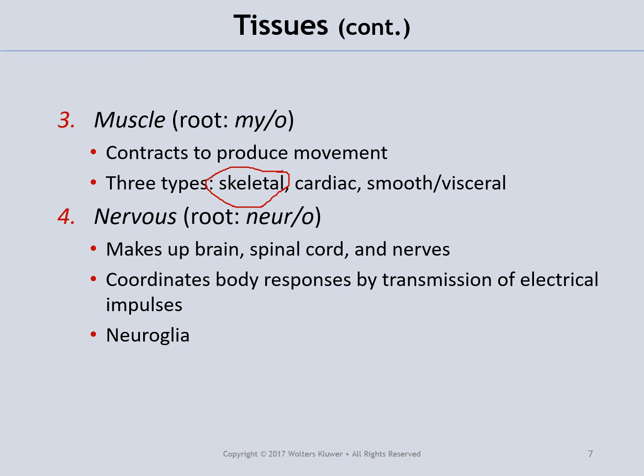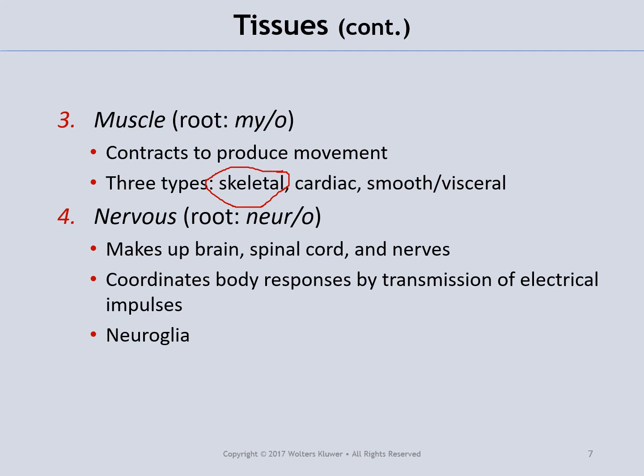Skeletal muscles are the muscles that you use on a daily basis. They're attached to your skeleton, which is why they're skeletal muscle. And when they contract, they cause movement. But there are two other muscle types as well. We have cardiac muscle, which is found in your heart and only in your heart. It's a very specialized tissue type that allows your heart to beat a whole bunch without wearing out or getting tired or fatigued. And then you also have smooth or visceral muscle.